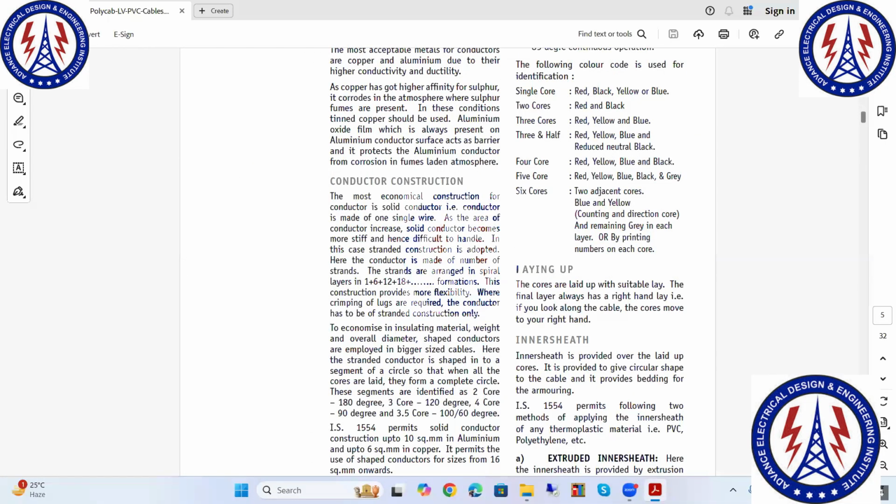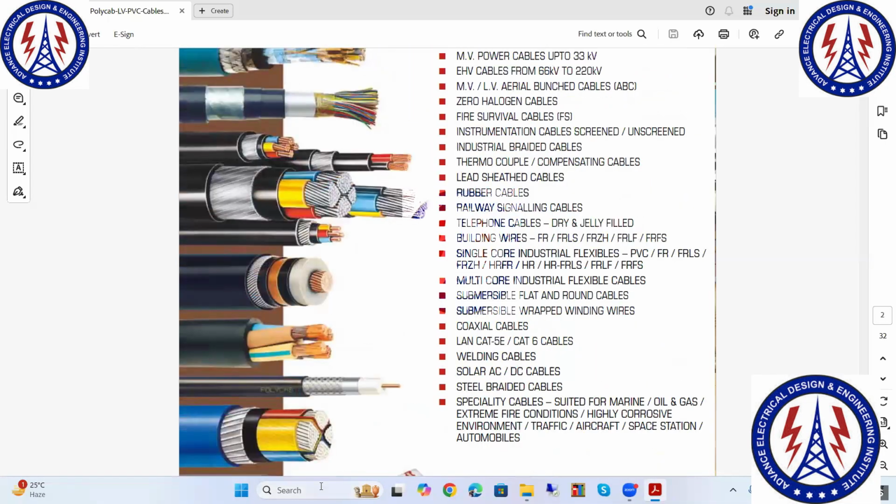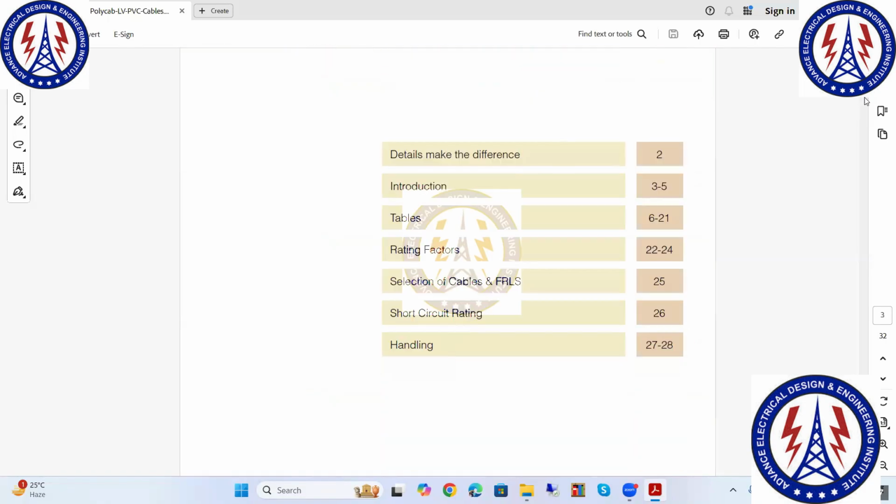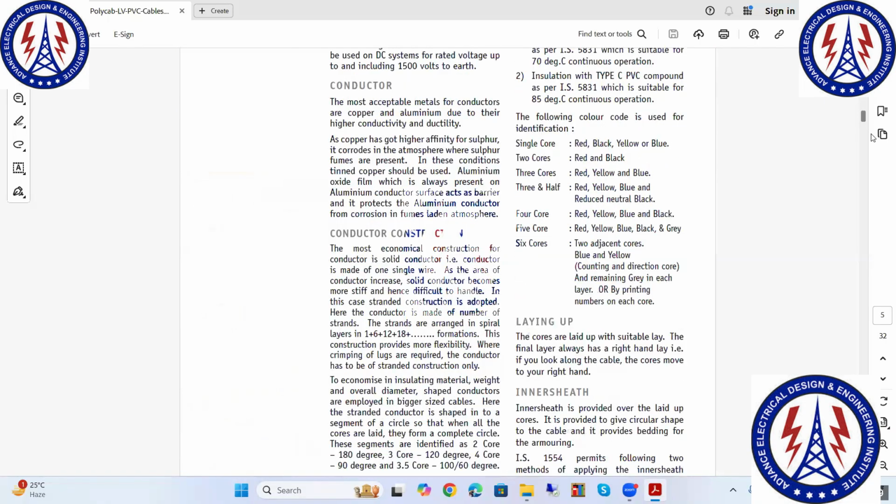Now, the color code for India is RYBN. Every country has a different code, so this is used.